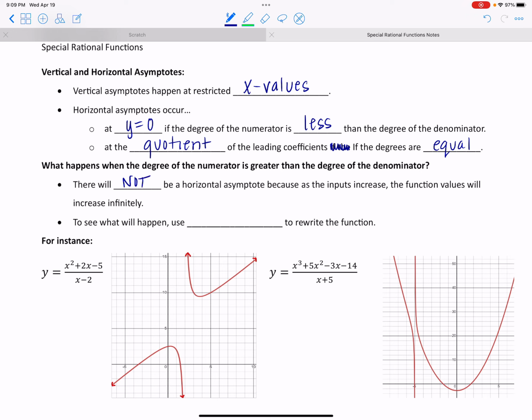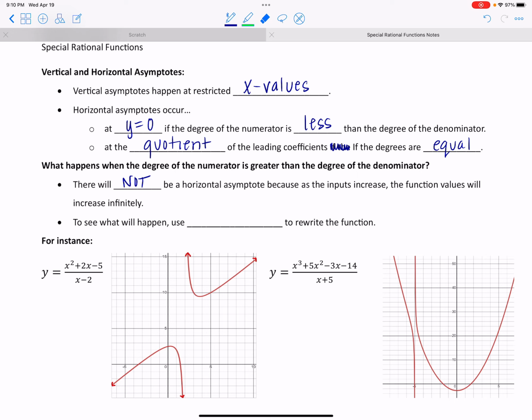Because if the top of our fraction has a higher degree, so we have something like x to the third over x squared, for example, as we increase the values of x, the top is going to grow faster than the bottom. So that means as x gets infinitely large, y gets infinitely large as well. So these values continue to increase as x gets bigger. And so that increase means we're going to be headed up toward infinity, or if there were negatives, down toward negative infinity, but no horizontal asymptote.